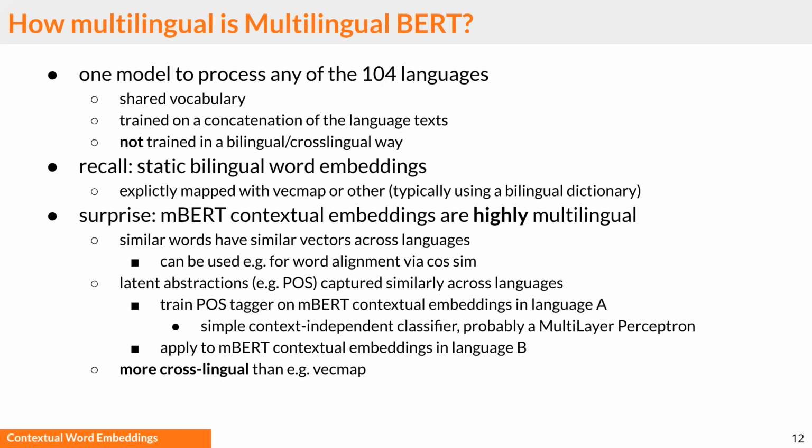What I mean by that is that similar words have similar vectors not only within the language but also across languages. If you had the word for dog in English, in Czech it would be pes, and in other languages it would be other words. It's very likely that their mBERT representations will be quite similar. So this makes mBERT very useful for any cross-lingual experiments.